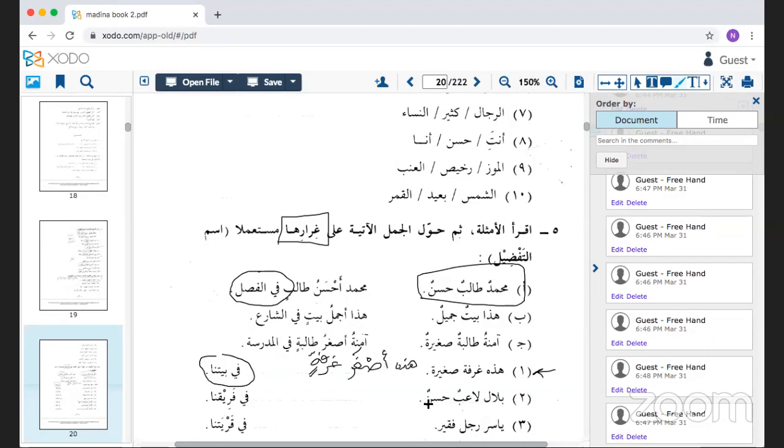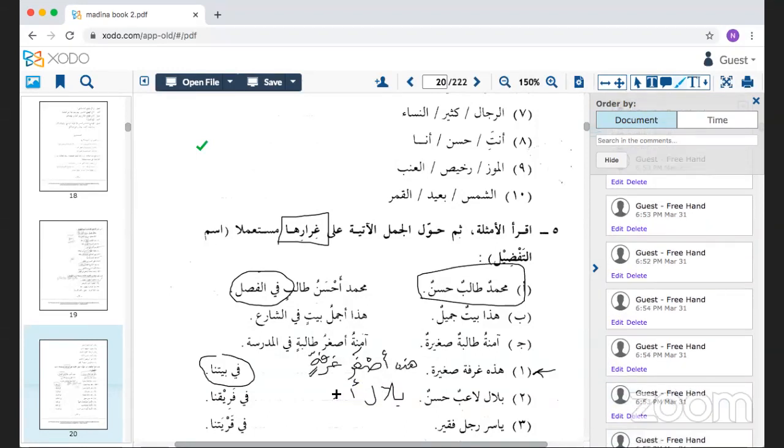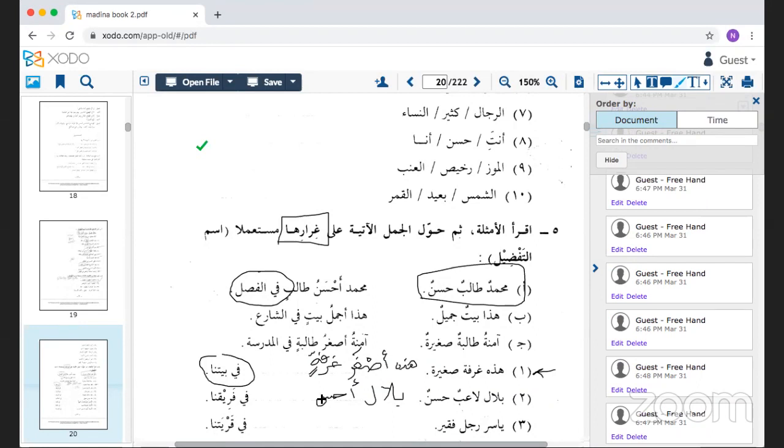بلال لاعب حسن. Bilal is a good player. What would you say? بلال أحسن لاعب في فريقنا. فريقنا means our team. فريق means team. بلال أحسن لاعب في فريقنا. Bilal is the best player on our team.